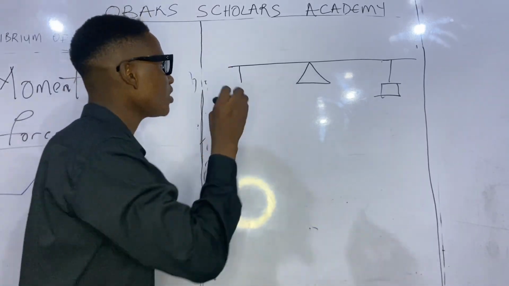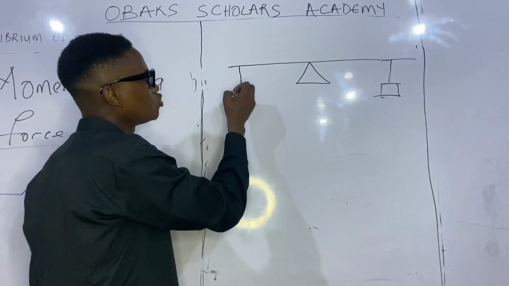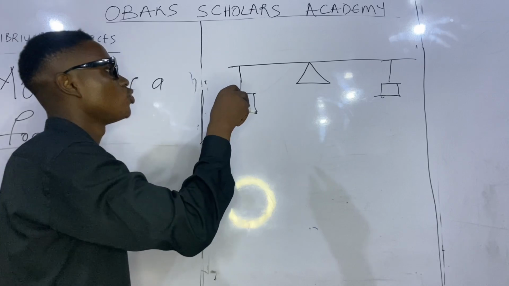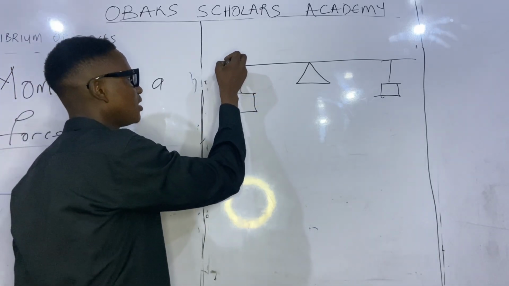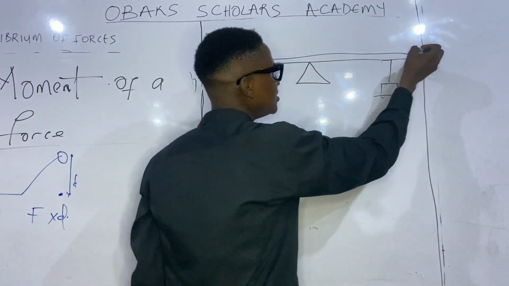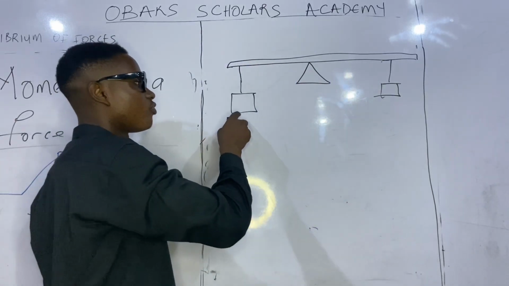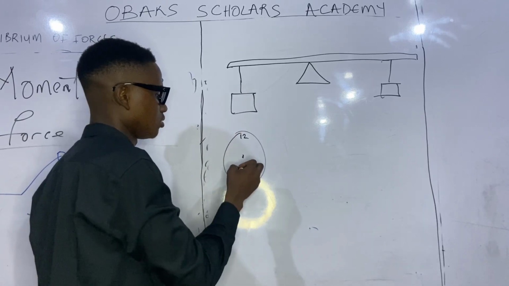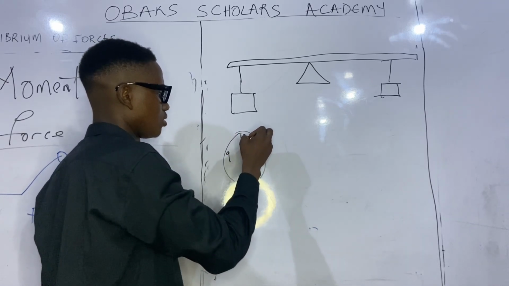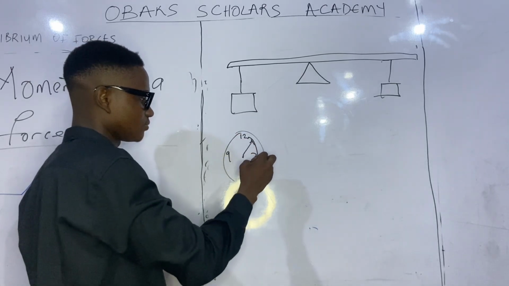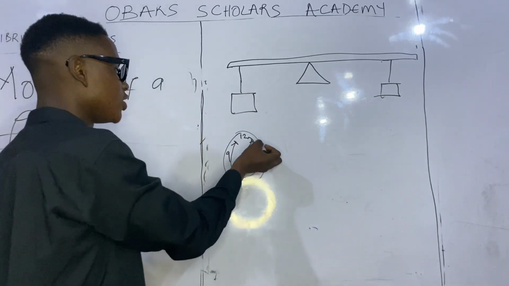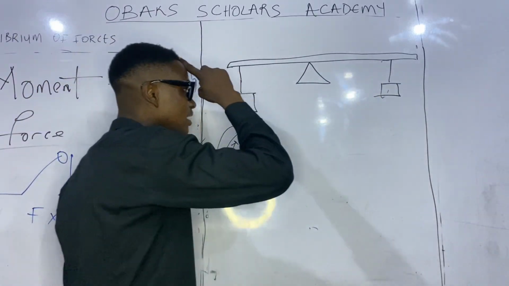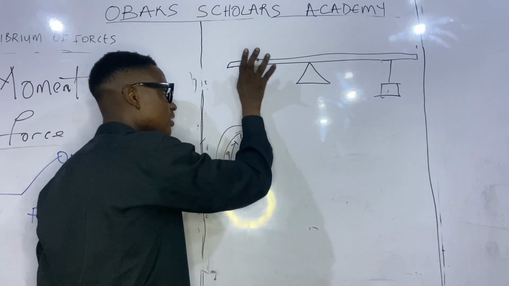Now, I said initially that there are two masses here, and of course they have a weight they are applying. If this body, which is this ruler, is in equilibrium, that means the sum of clockwise moments, this is a clock. So this is clockwise, right? Going the other way around is anti-clockwise. So the sum of clockwise moments.